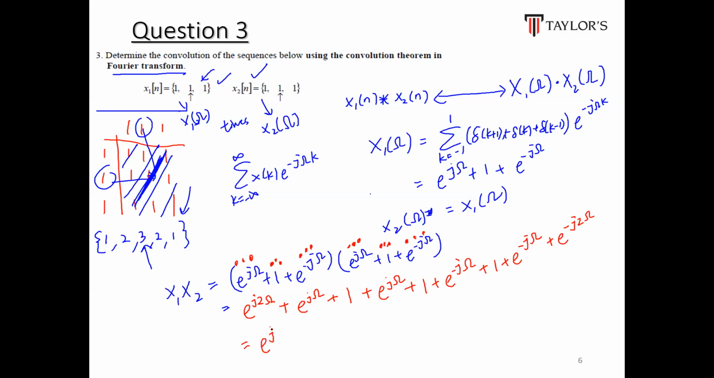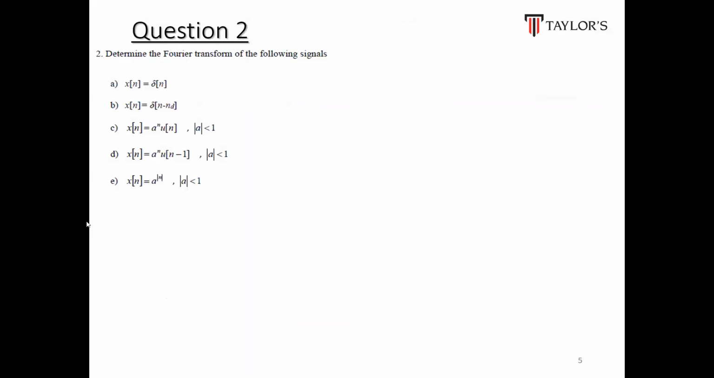All right, then now you tidy them up. I start writing from here: e^{j2ω} plus 2e^{jω}, plus 3, plus 2e^{-jω}, plus e^{-j2ω}. Now you have X1 multiplied by X2. I want to convert it back using the inverse Fourier transform, which is quite straightforward here.